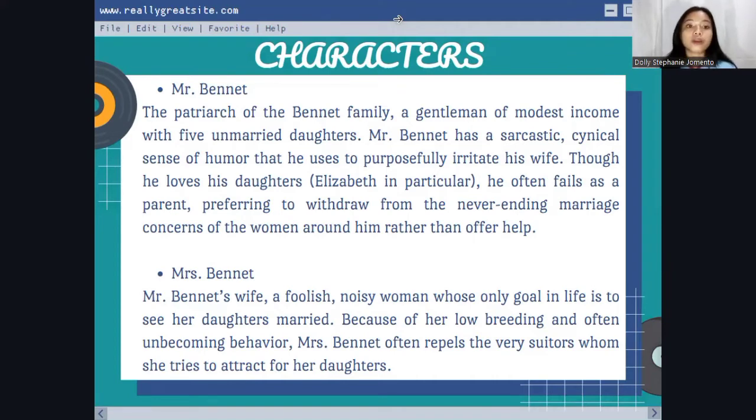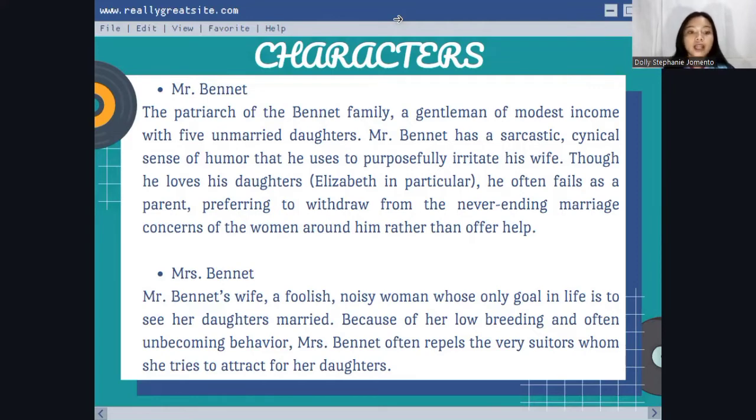Now we have here Mr. Bennet, the patriarch of the Bennet family, a gentleman of modest income with five unmarried daughters. Mr. Bennet has a sarcastic, cynical sense of humor that he uses to purposefully irritate his wife. Though he loves his daughters, Elizabeth in particular, so I can say there is favoritism, he often fails as a parent, preferring to withdraw from the never-ending marriage concerns of the women around him rather than offer help.